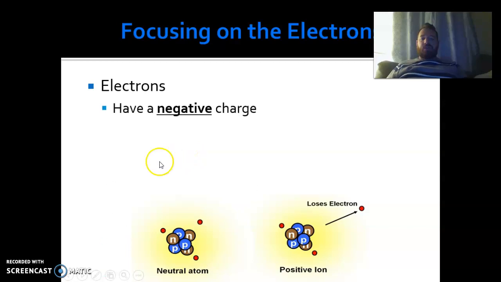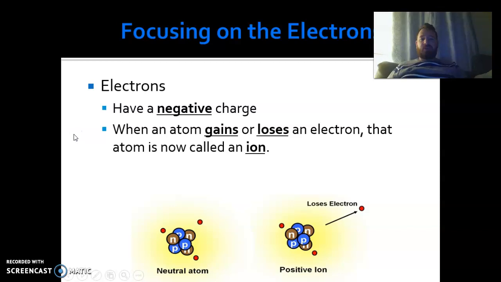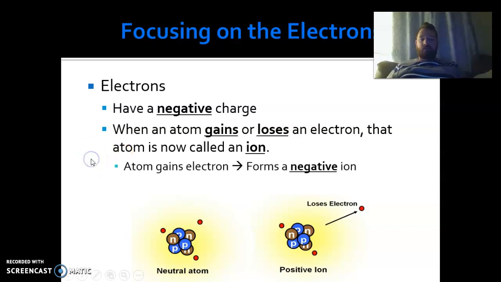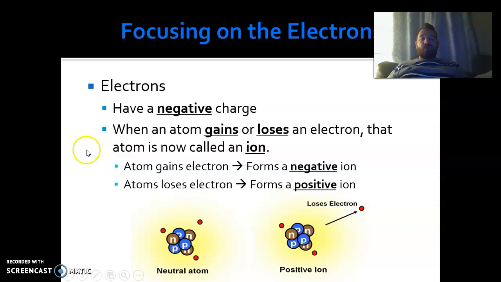So electrons, we talked about, they have a negative charge. When an atom gains or loses an electron, we now call that atom an ion. So an ion is just an atom with a charge. If we gain an electron, we get a negative ion, or the ion has a negative charge. If we lose an electron, the ion now has a positive charge, or we form a positive ion.